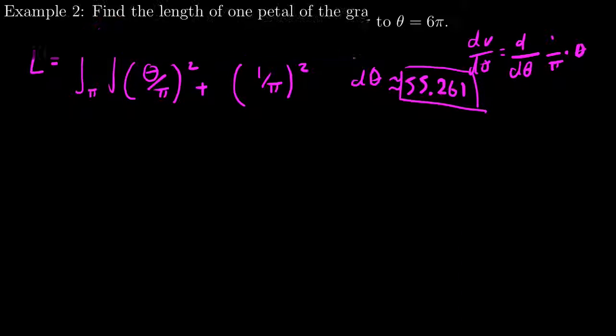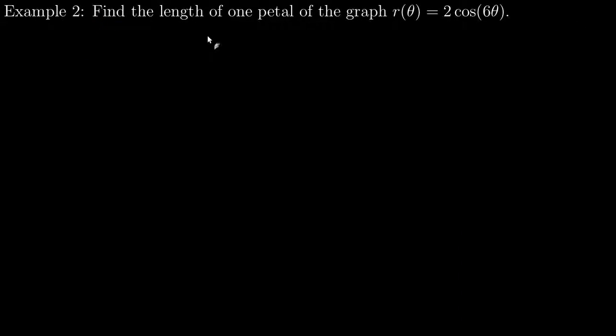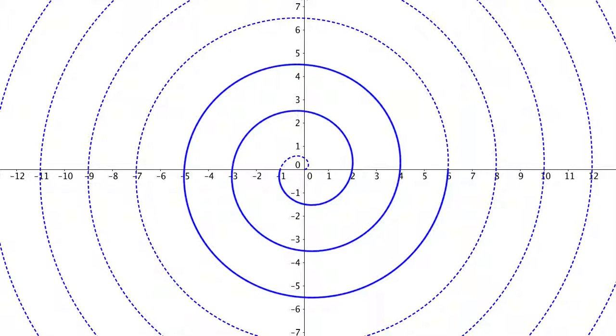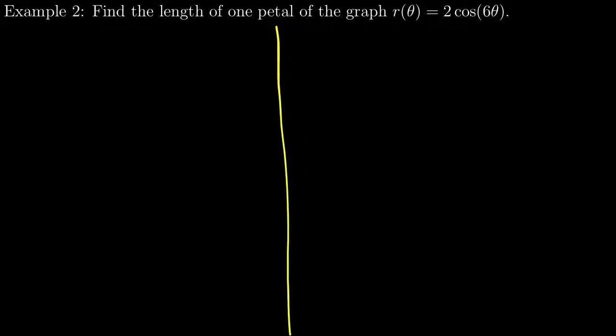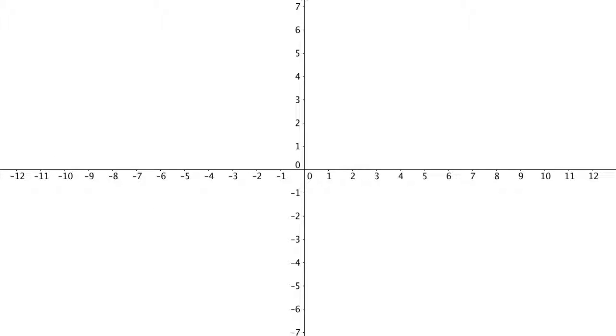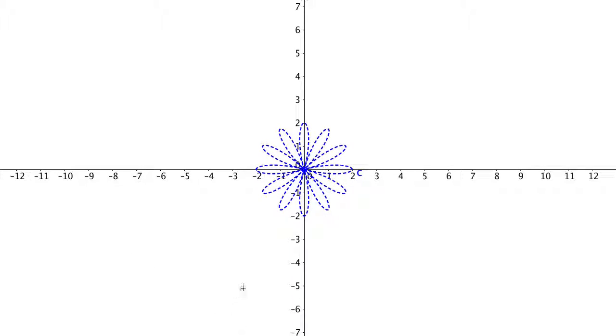Alright. Second example, find the length of one petal of this graph. Now, like the problem we had for area, there are two good methods to solving this problem. First, let's see graphically what is going on. So, get rid of these. The graph of 2 cosine 6 theta is this. Let me zoom in a little bit.